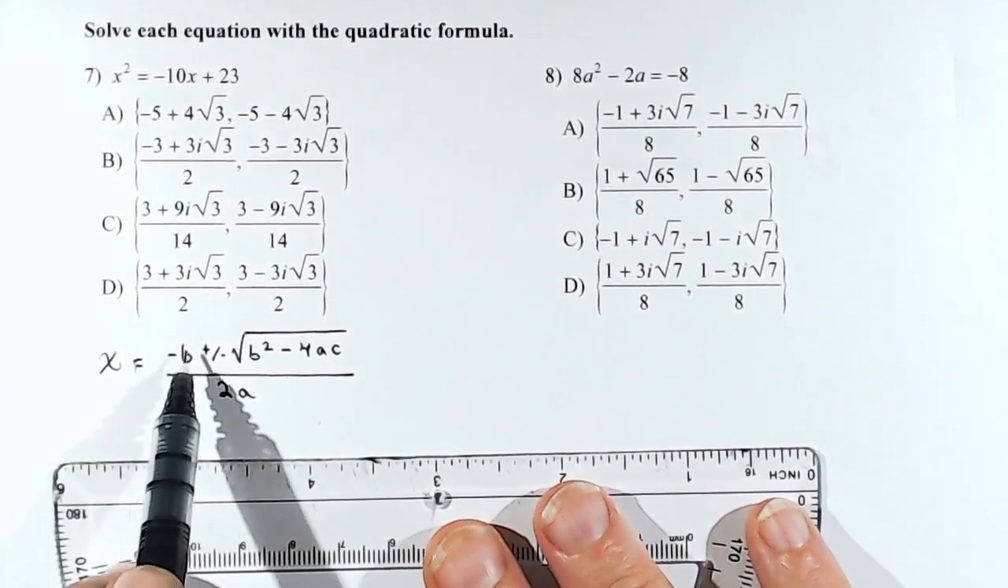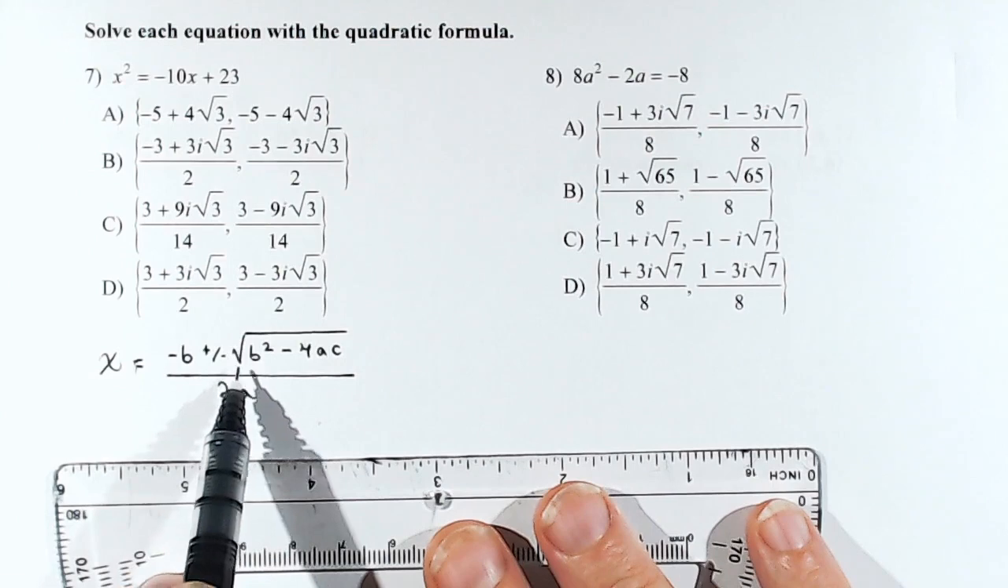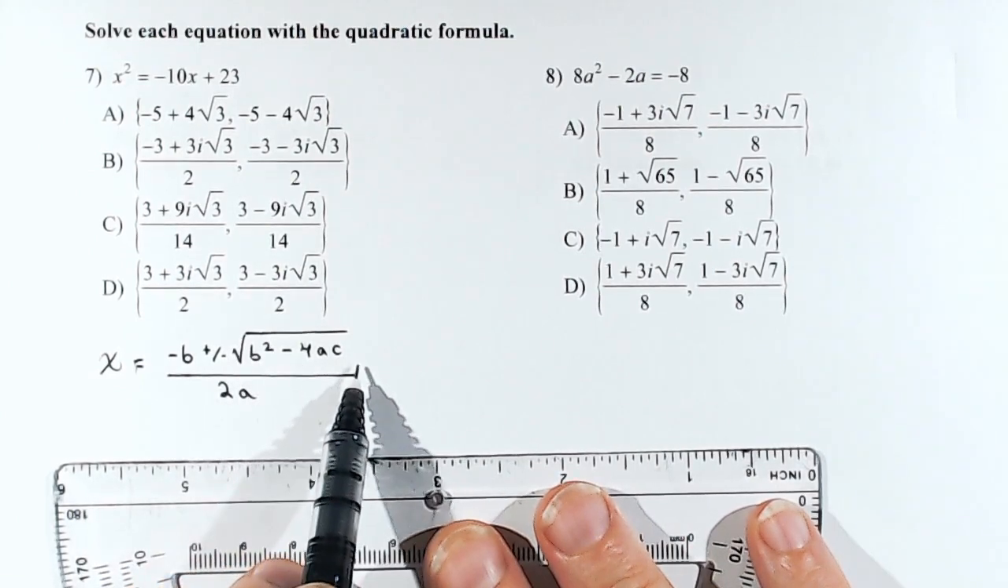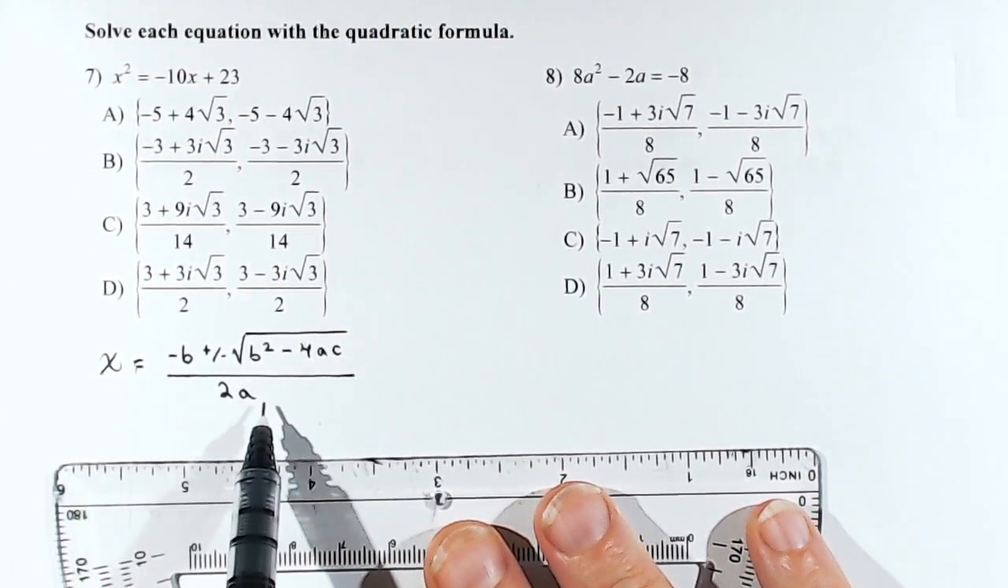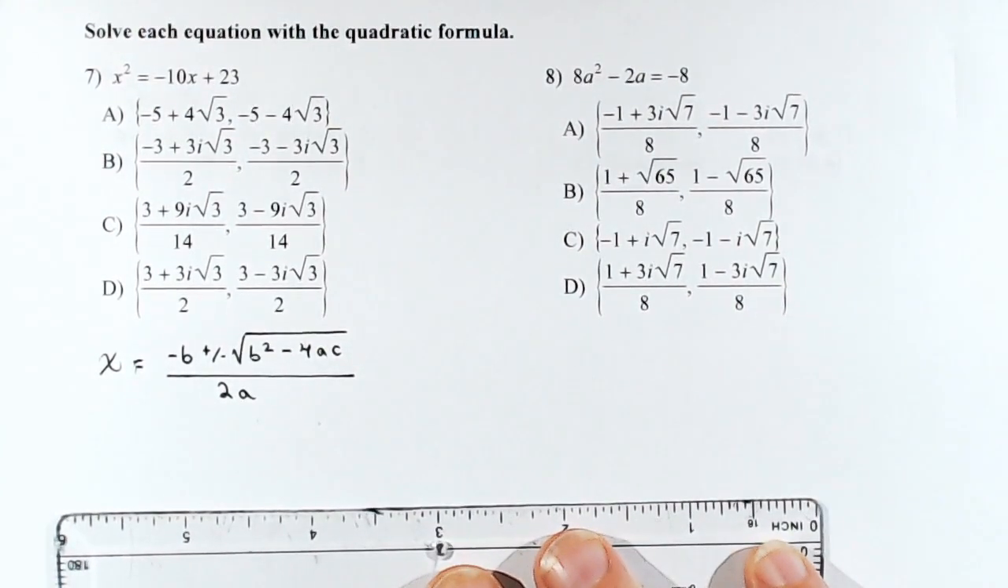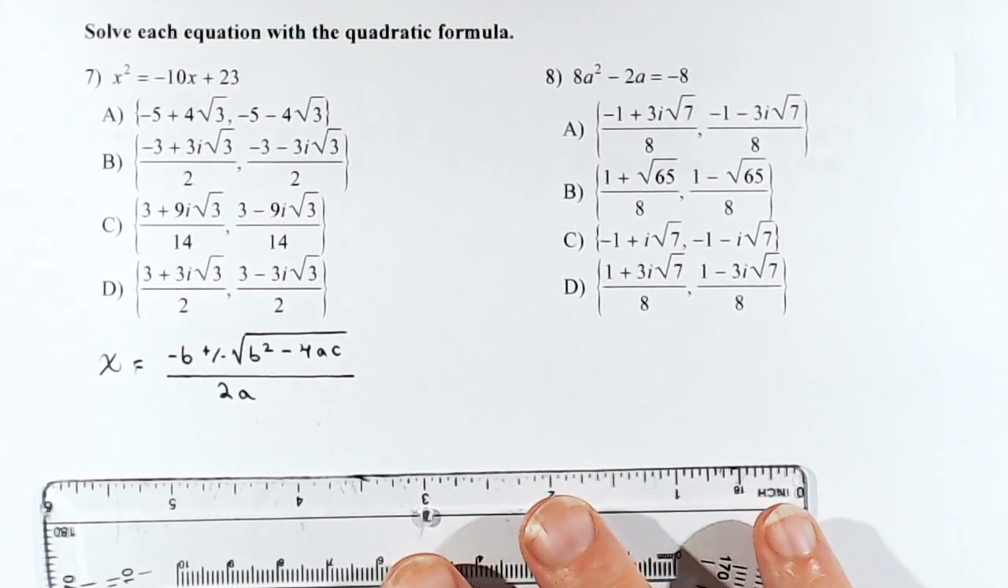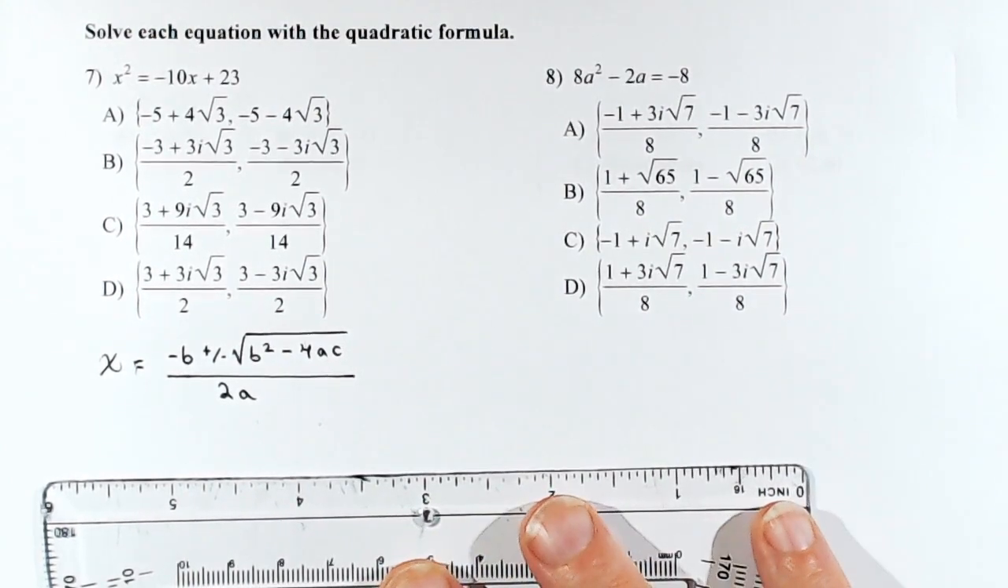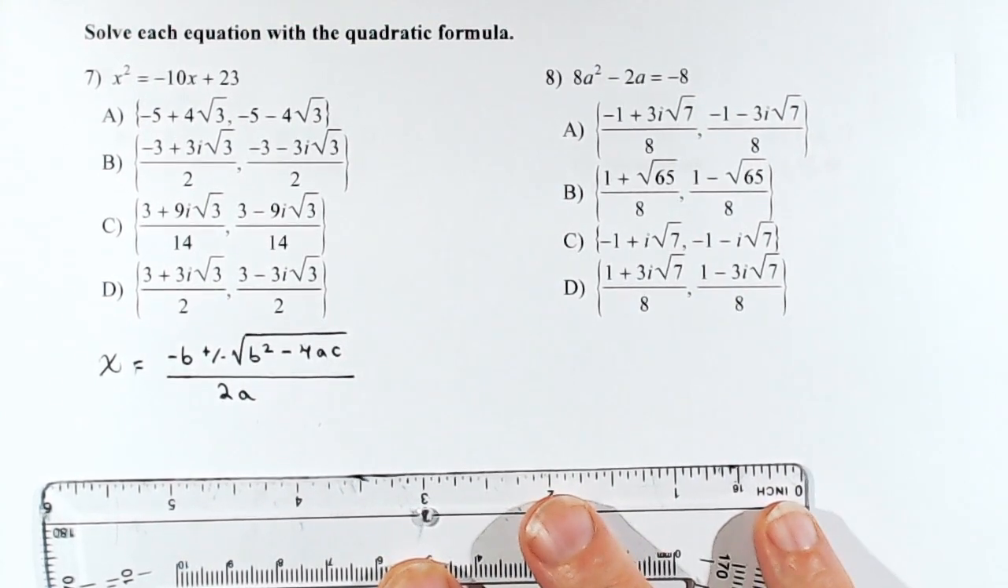X equals negative b plus or minus the square root of b squared minus 4ac, all divided by 2a. You cannot go wrong this way. If you sing that to yourself a few times, you will never forget the quadratic formula. So as cringy as that sounds, you probably have hairs standing up on the back of your neck right now. As cringy as that sounds, it will help you.